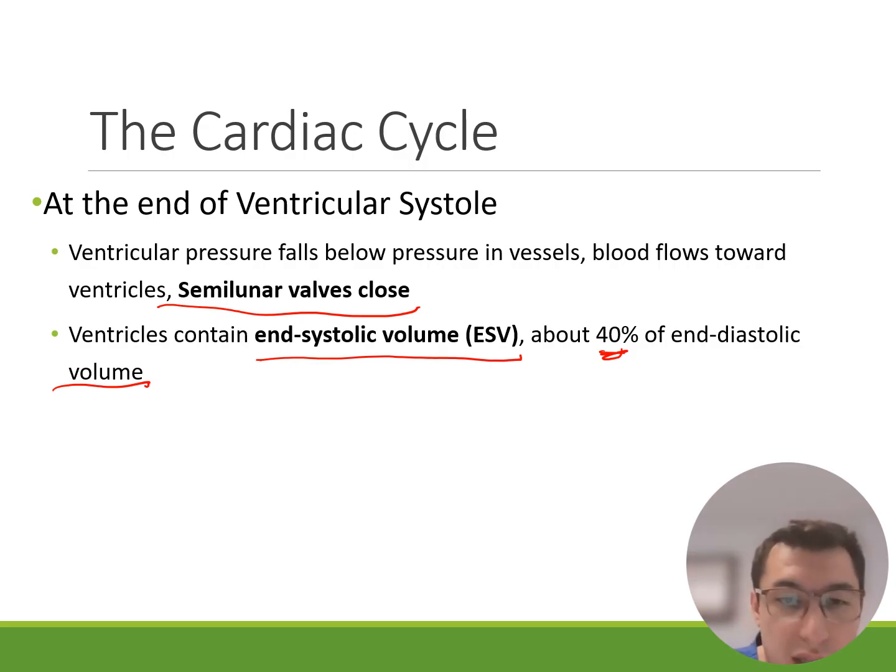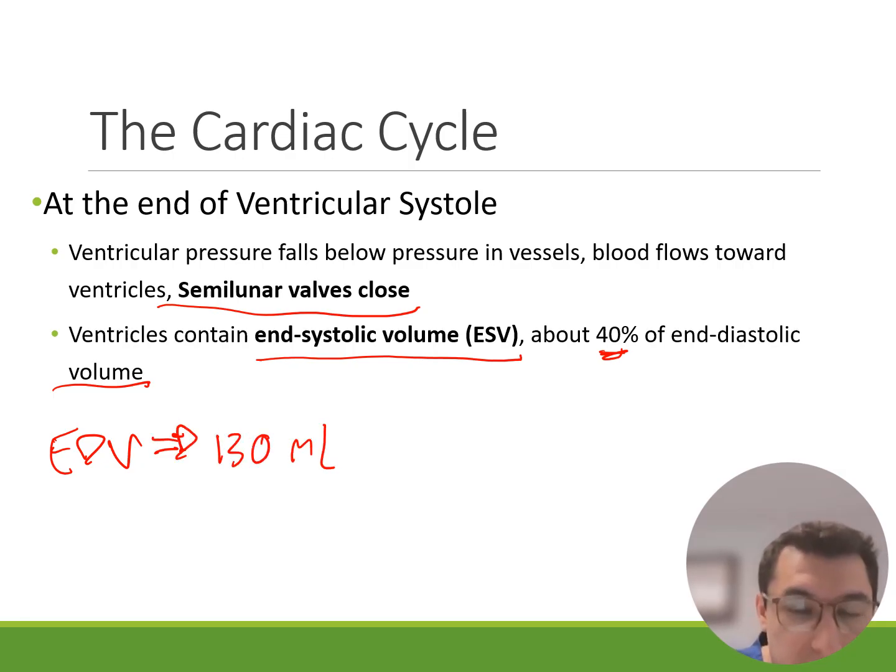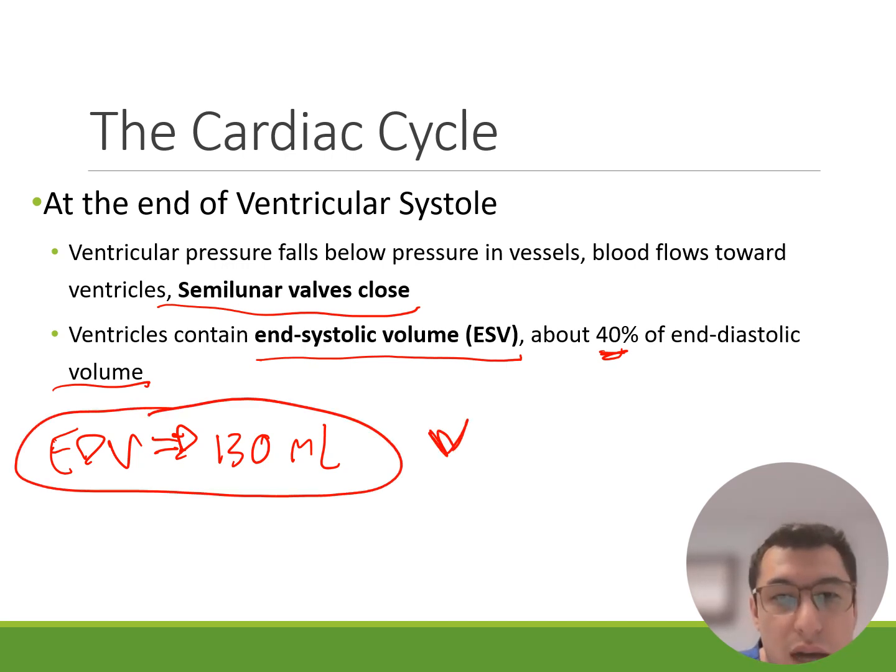So at the beginning of your cardiac cycle, which starts with atrial systole, we have about end diastolic volume, which is about 130 milliliters of blood, give or take. All right. That is the end diastolic volume within that ventricle at the end of ventricular diastole. Now, as we start our ventricular systole, start contraction, only a portion of this volume will be ejected.